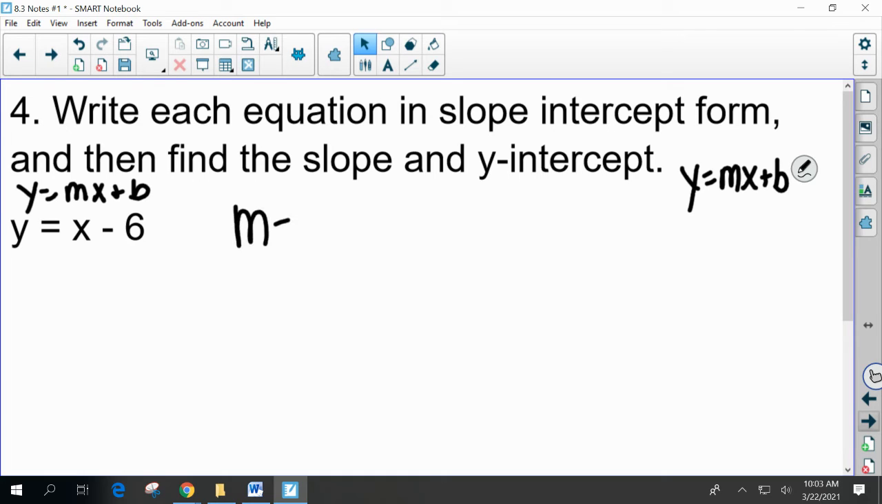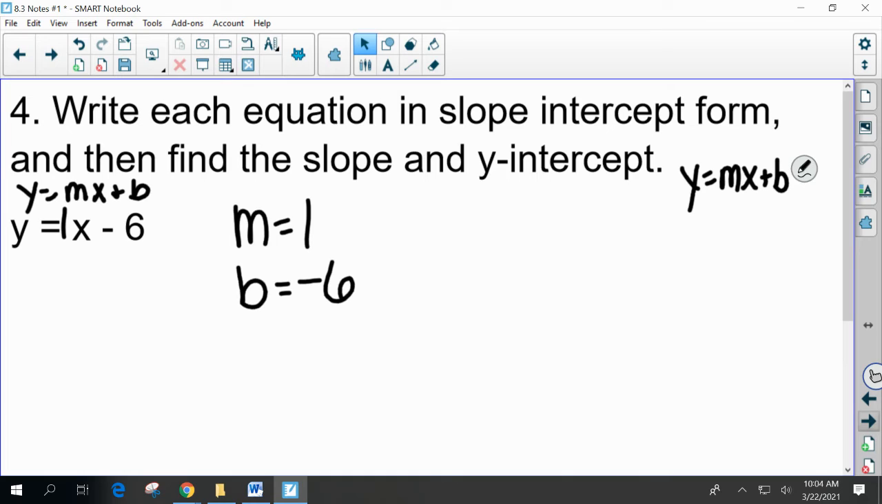So in this case, what is the number in front of x? What would really be there? A 1. There's just not a 1 written in. And then what is off to the right of x? Because that's your y-intercept. A negative 6. So m is your slope and b is your y-intercept.